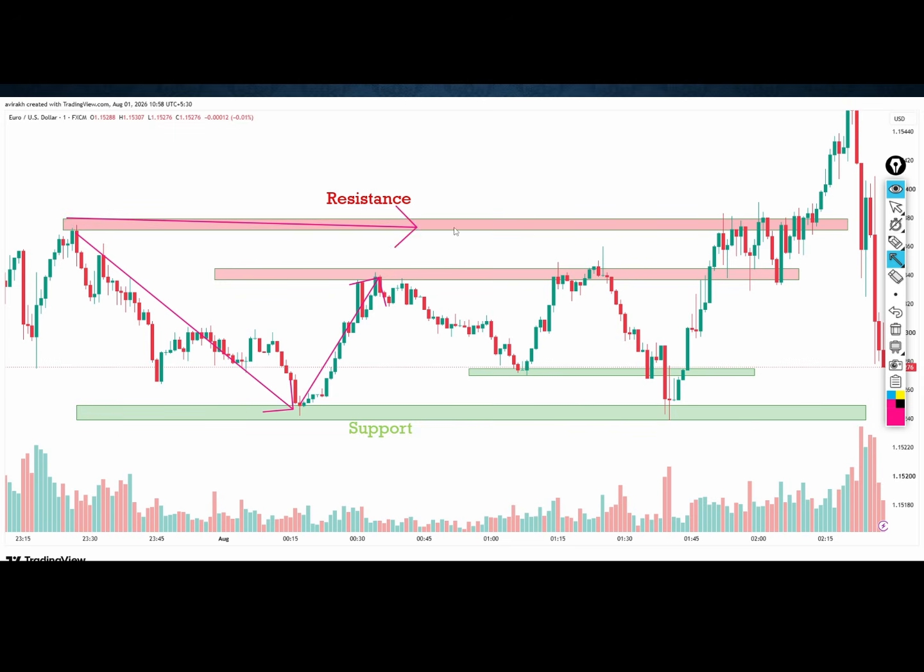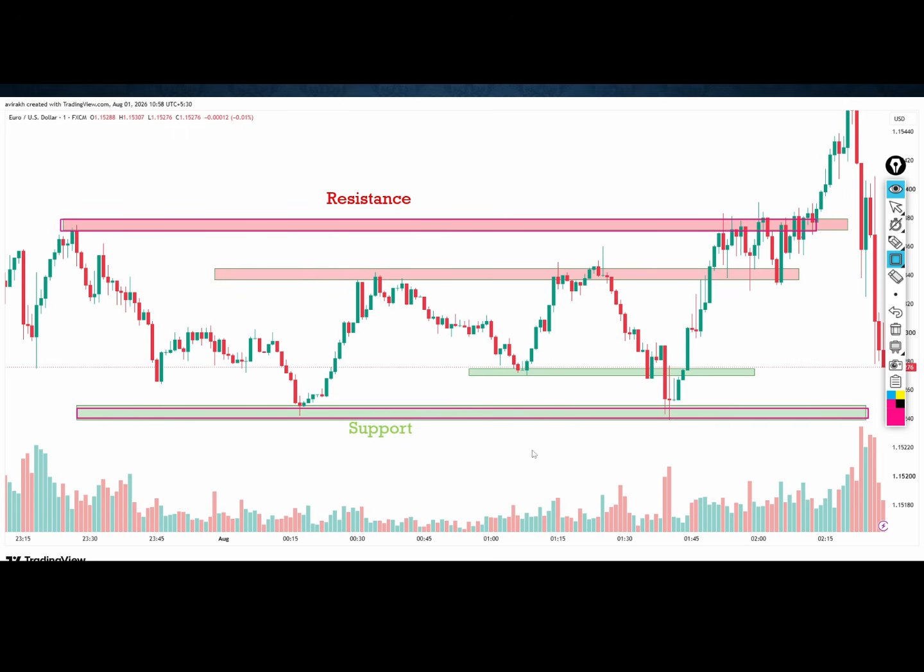So this is the major resistance level. This is the major support level. In the middle, we will have minor support and resistance levels. Now in future videos, we will learn how to identify strong and weak support and resistance, how to recognize genuine breakouts and false breakouts, how to use volume confirmation, how to understand whether buyers or sellers are truly in control. These concepts will help you make better trading decisions.